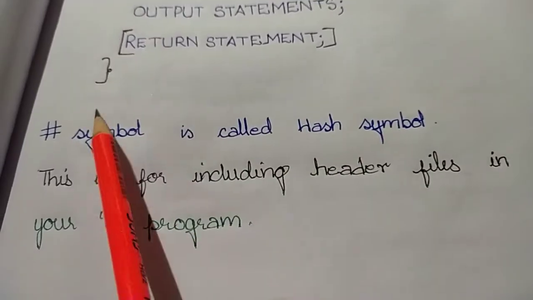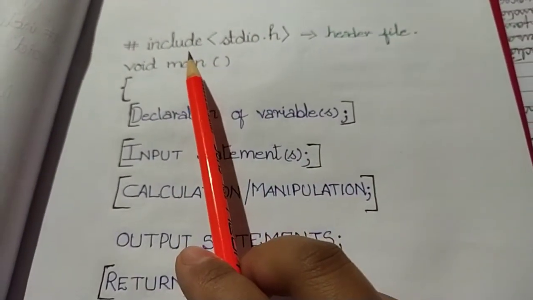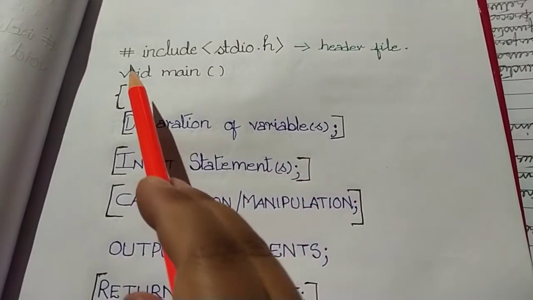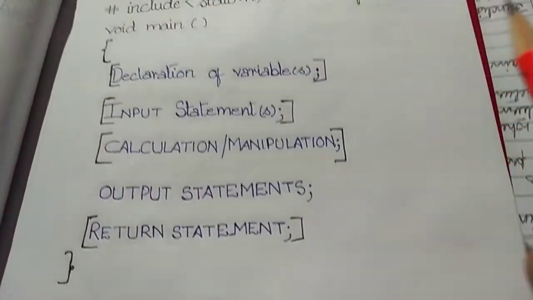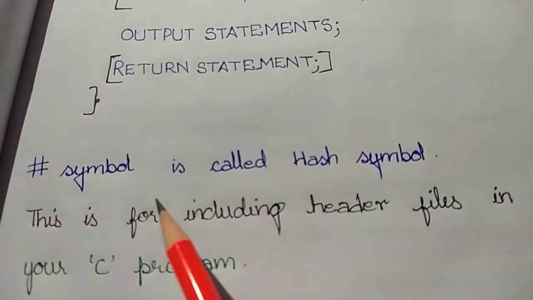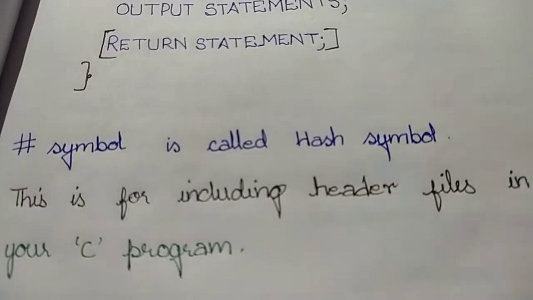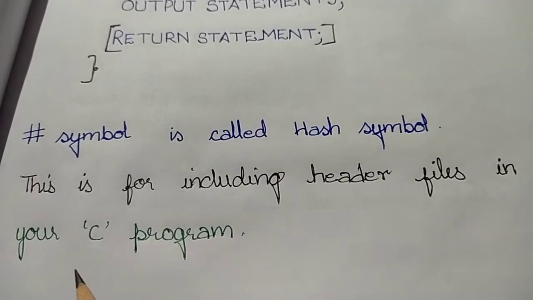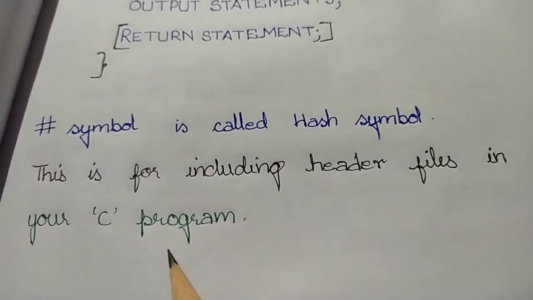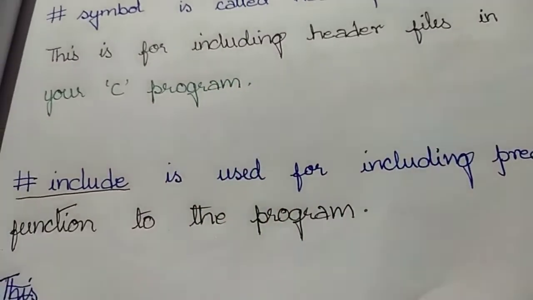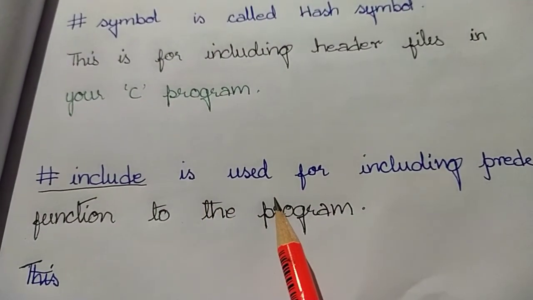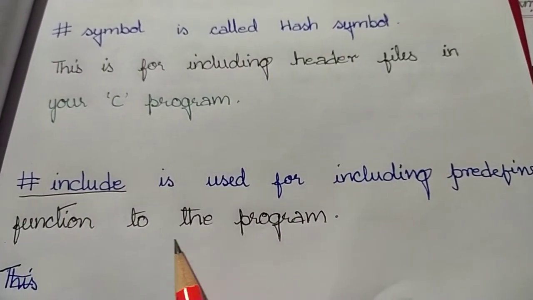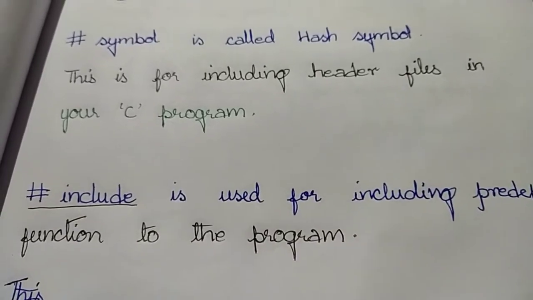So let me explain. First and foremost, when you check in your header file, we have what? #include stdio.h. We have the hash symbol over here. So let's see, this hash symbol we use to include what? The header file in our C program or in our C++ program. So the moment you mention #include, that means you use this #include for including the predefined function to your program.